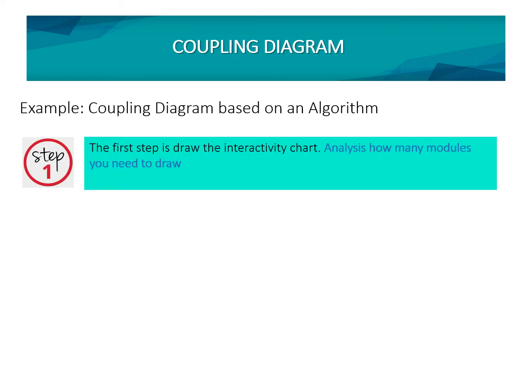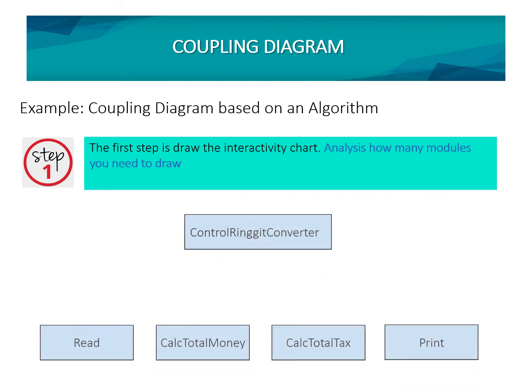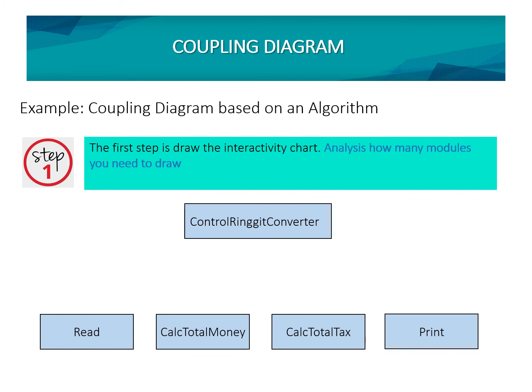The first step is to draw the interactivity chart, and analyze how many modules you need to draw. So right now we're going to analyze the modules based on the algorithm that we have. We have a control ringgit converter, a read module, calculate total money, calculate total tax, and also print. So in the coupling diagram, we're going to have the interactivity between these modules.